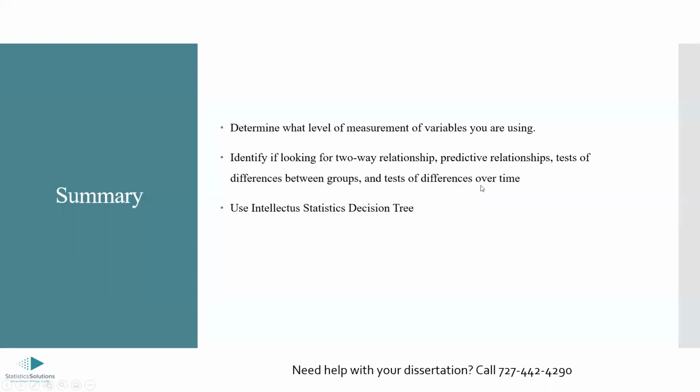All right, so in summary, before you start looking at your research questions, first look at your variables. Create a table of all your variables of interest and establish the relationships you're trying to build. And then pinpoint what level of measurement are the variables that you're proposing to use. Are they nominal, ordinal, or continuous? Then you want to pinpoint, are you looking at a 2-way association or a 2-way relationship, which would mean you can use correlations? Are you trying to predict an outcome, which would require a regression model? Are you looking at tests of differences between groups? So do you have discrete groups and you want to look at differences between them? Or are you looking at tests of differences over time? So more longitudinal design. You can then use the Intellectus statistics decision tree to help guide your decision.